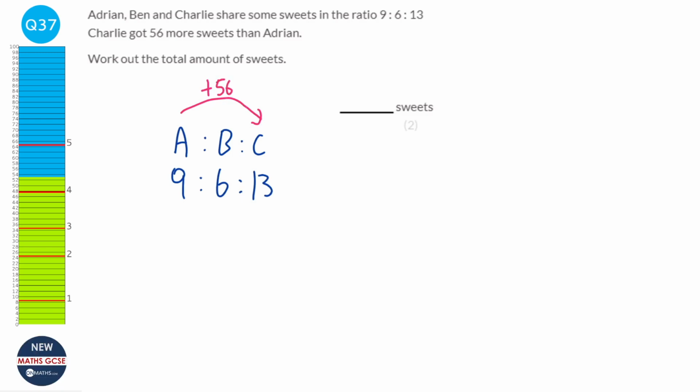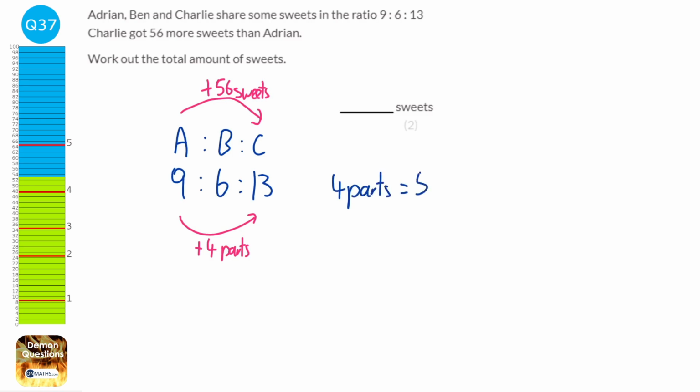56 more sweets. Well, looking at the actual parts of the ratio, there are 4 more parts. So plus 4 parts, which represent plus 56 sweets. So the 4 extra parts are worth 56 sweets. So 4 parts are worth 56 sweets. So 1 part would be 56 divided by 4, which is 14 sweets.